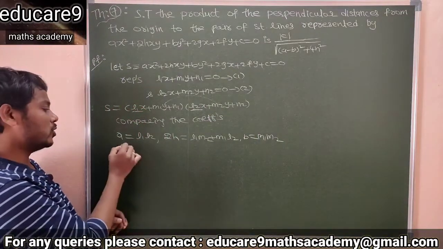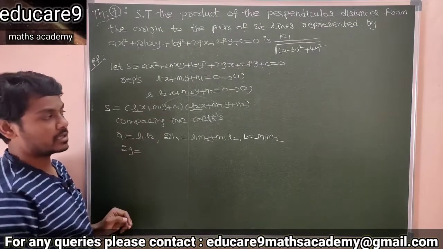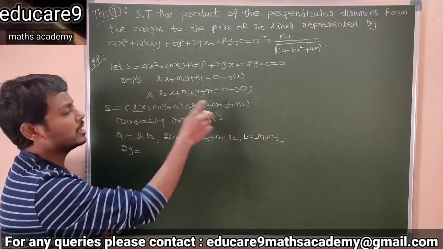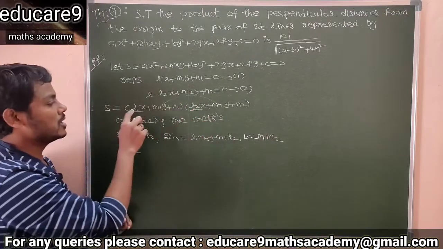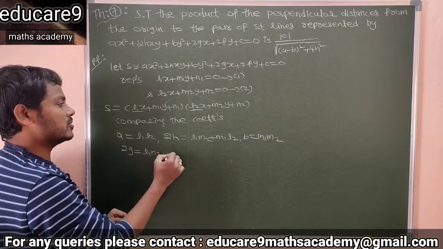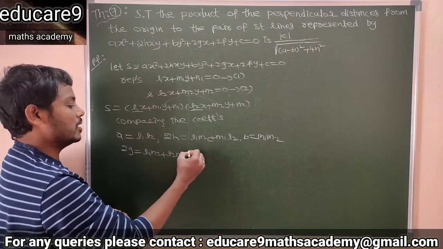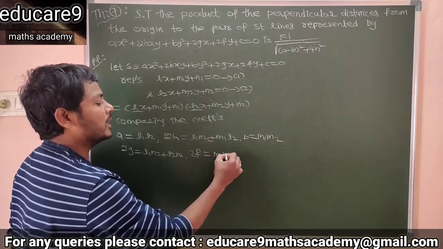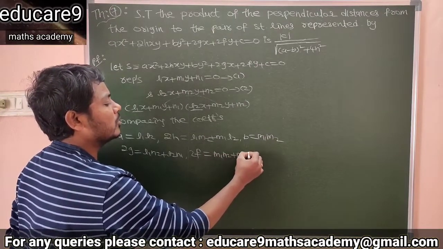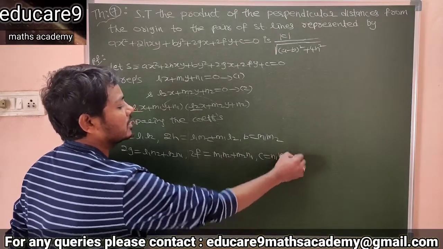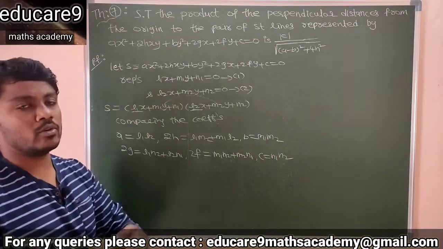Next, the x coefficient 2g on the LHS. On the RHS you take the x coefficient times the constant, and the constant times the x coefficient, that is L1N2 + L2N1. Similarly 2f = M1N2 + M2N1. Next c = N1N2. So these are the coefficients.